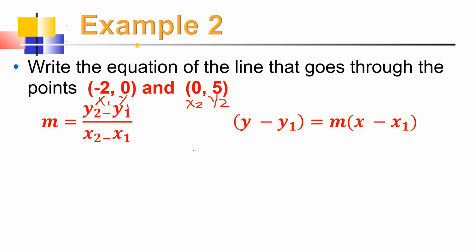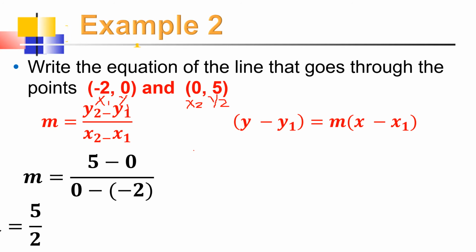So, gagawin mo lang ulit, palitan mo lang yan. So, m is equal to, what is your y sub 2? 5. Your y sub 1 is 0 all over, your x sub 2 is 0, minus your x sub 1 is negative 2. Simplify mo. So, 5 minus 0 will give you 5, and 0 minus negative 2 will give you 2. So, that's why our slope is 5 halves.